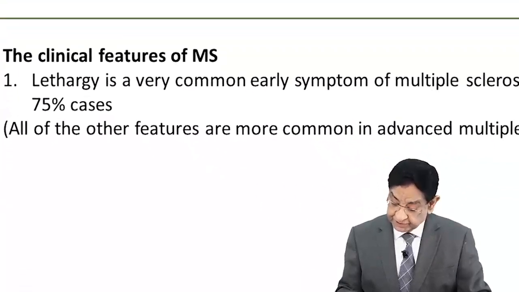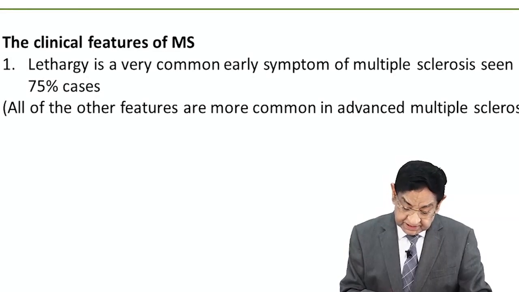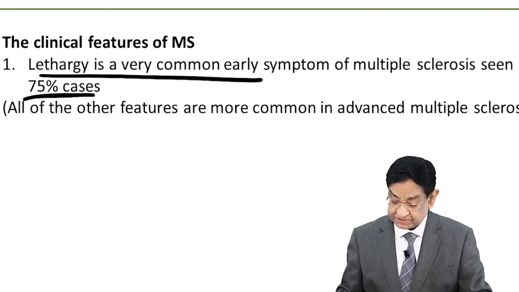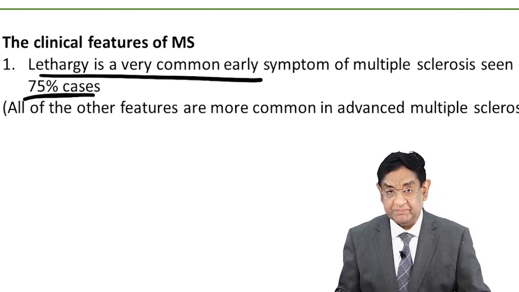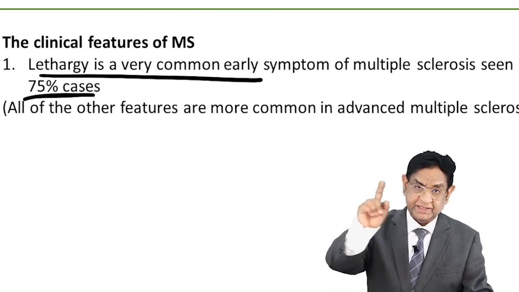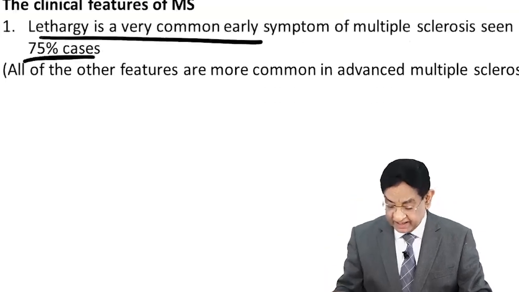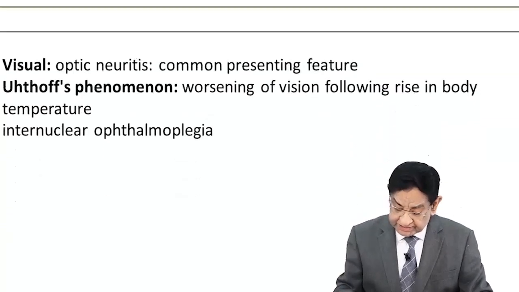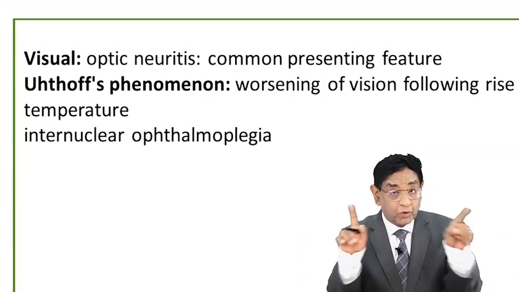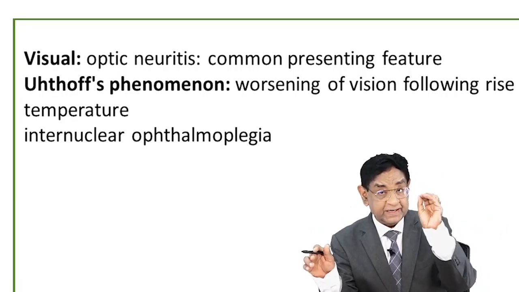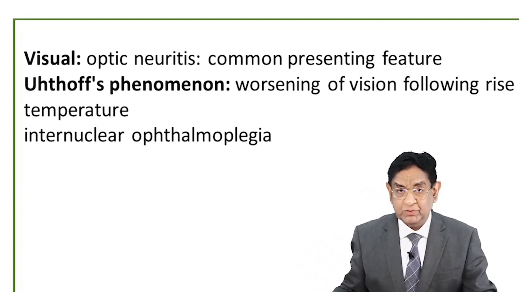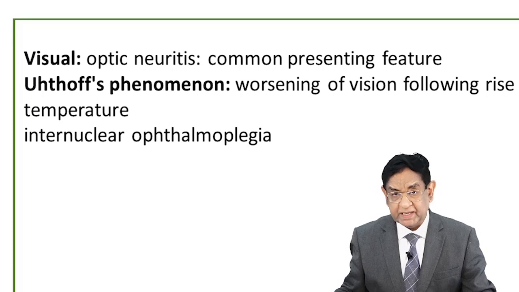Well, as I told you, lethargy is the most common early feature, seen in about 75%. As I mentioned previously, other features can occur in a patient of multiple sclerosis, but they occur late. They are never an early presentation. So now let us see what are the usual features likely to be seen in a full-blown patient. Of course, I did mention the Charcot triad.